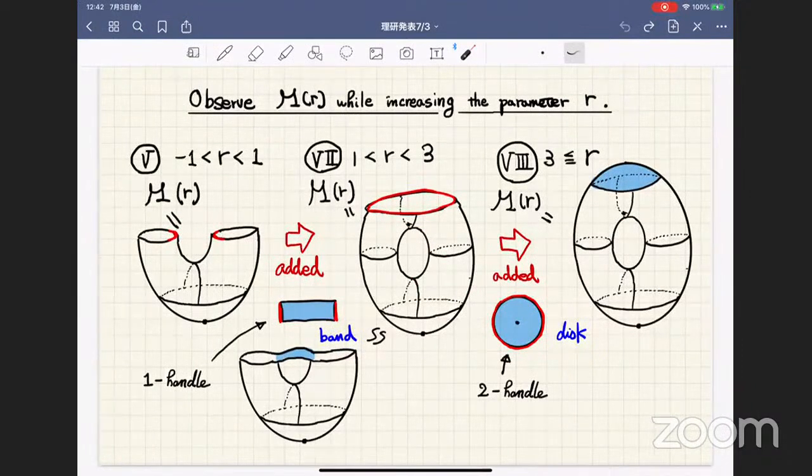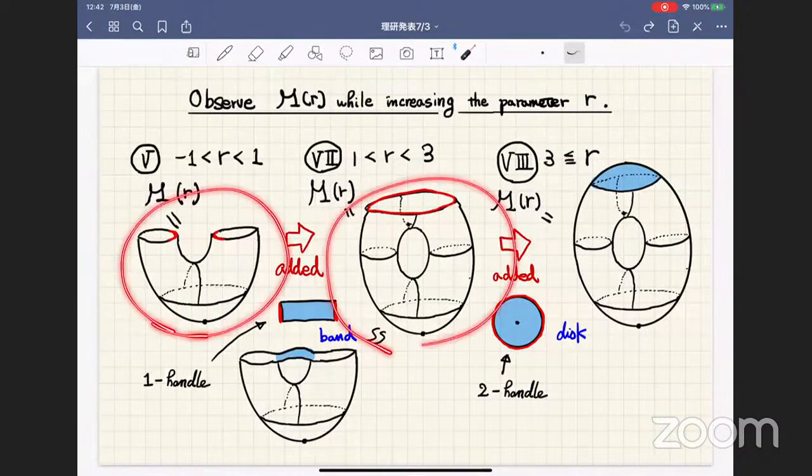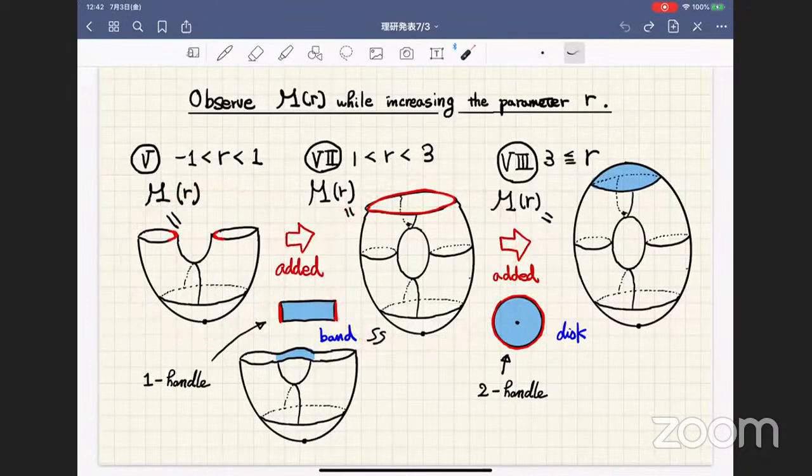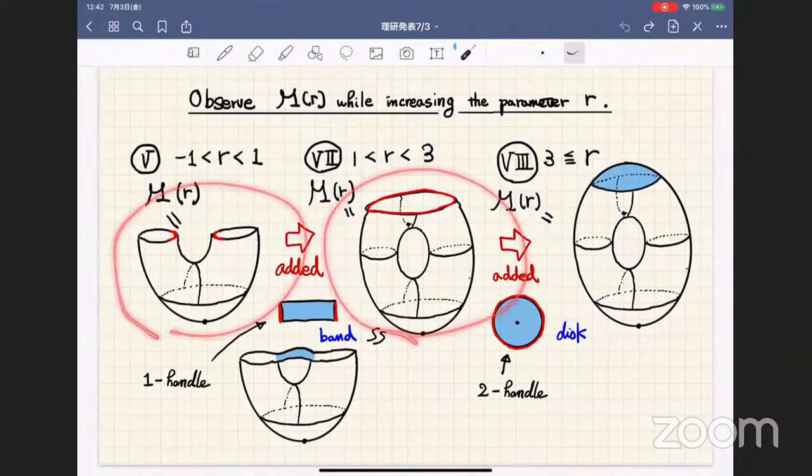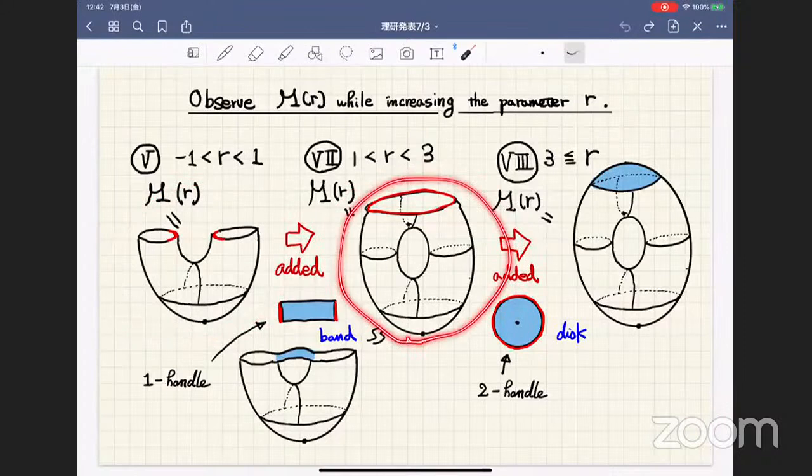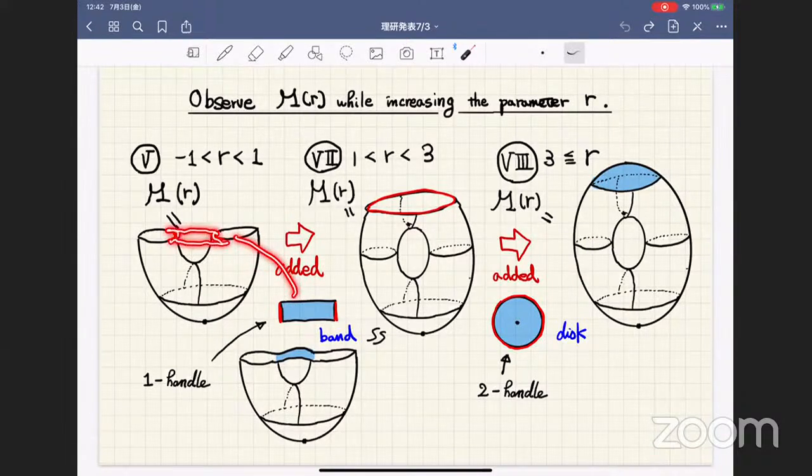In the next step, we can also consider such a thing. So what is the difference between 5 and 7? By using continuous deformation, we can identify this space with this space. And the difference can be described as adding this band like this. So this is the difference.